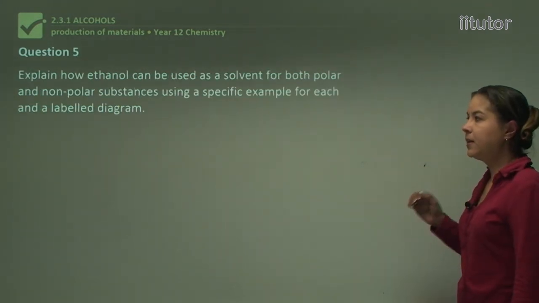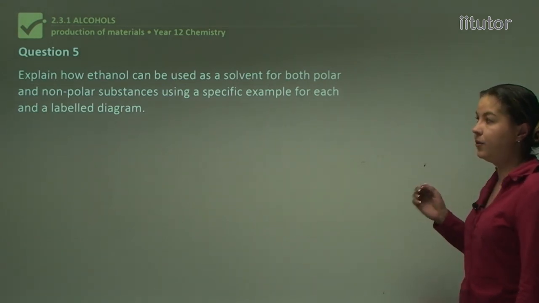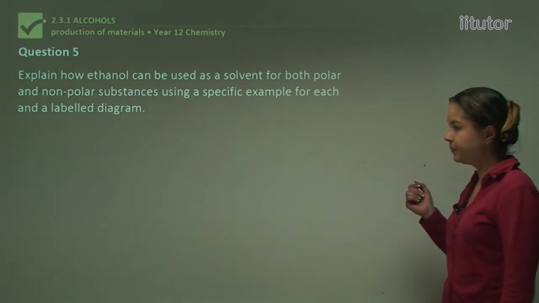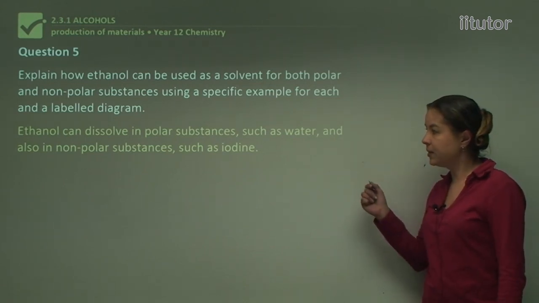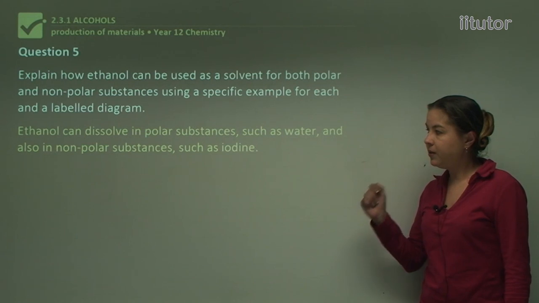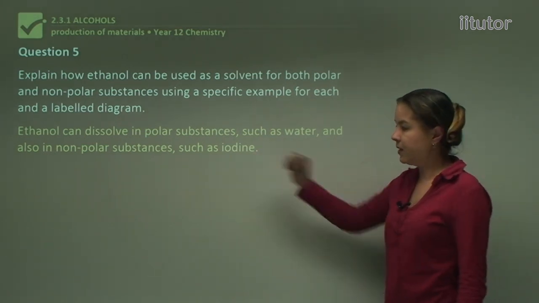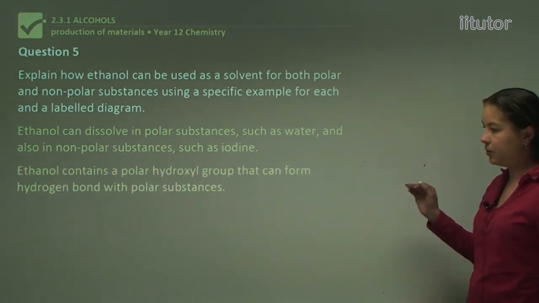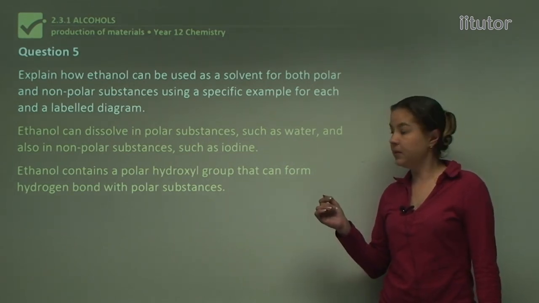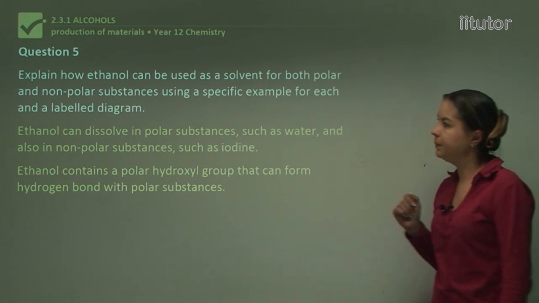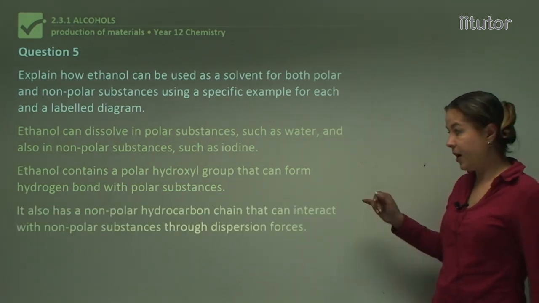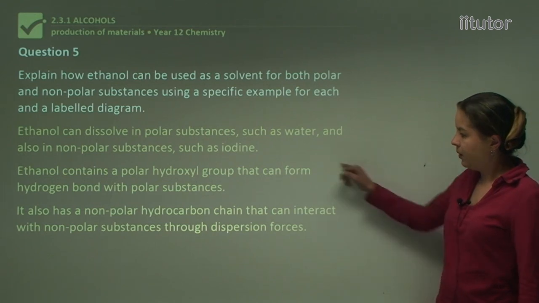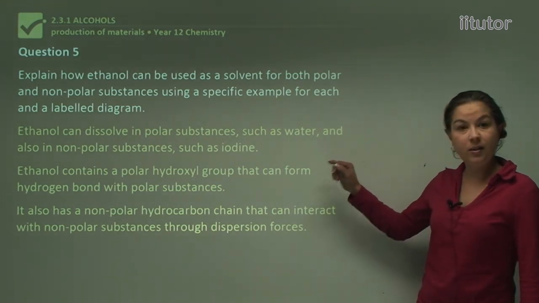Finally, question 5. Explain how ethanol can be used as a solvent for both polar and non-polar substances using a specific example for each and a labelled diagram. So, ethanol can dissolve in polar substances such as water and also in non-polar substances such as iodine, which is actually a brown liquid at room temperature. It contains a polar hydroxyl group that can form hydrogen bonds with polar substances. So that's its polar end, is that hydroxyl group. It also has a non-polar hydrocarbon chain that can interact with non-polar substances through dispersion forces. So ethanol has both dispersion and hydrogen bonding.